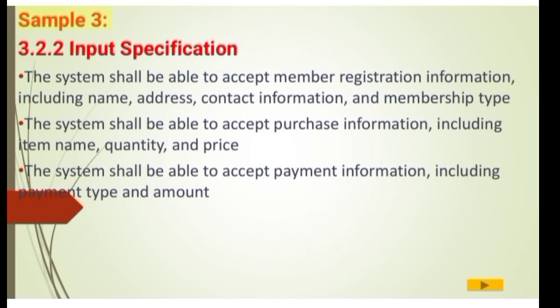Sample 3. 3.2.2 Input Specification. The system shall be able to accept member registration information, including name, address, contact information, and membership type. The system shall be able to accept purchase information, including item name, quantity, and price. The system shall be able to accept payment information, including payment type and amount.